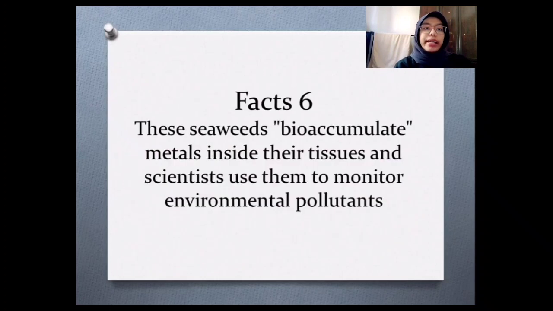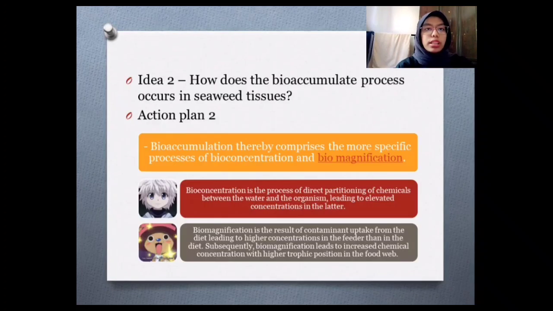The next fact is that these seaweeds bioaccumulate metals inside their tissue and scientists use them to monitor environmental pollutants. The idea is how does the bioaccumulation process occur in seaweed tissues? The answer is bioaccumulation comprises the more specific processes of bioconcentration and biomagnification. Bioconcentration is the process of direct partitioning of chemicals between the water and the organism within the seaweed tissue, leading to elevated concentration in the latter.